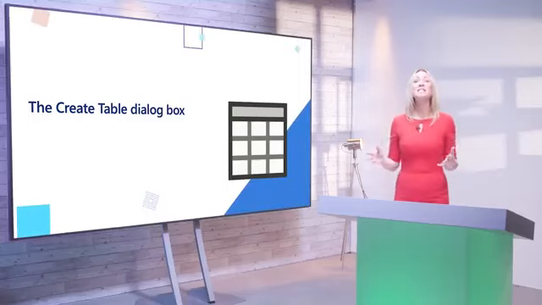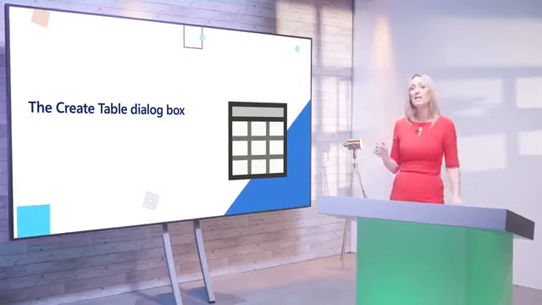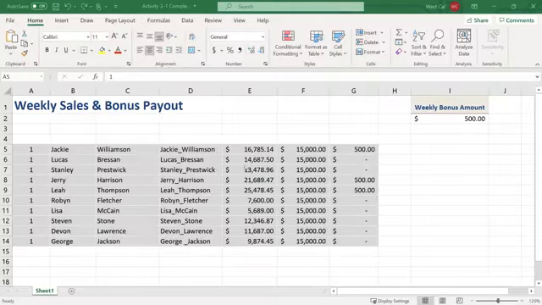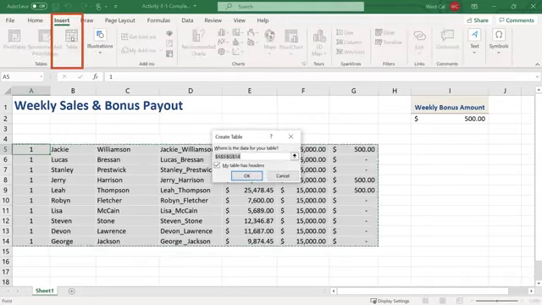Now that you've seen what the table components are, let's explore how to create a table. Perhaps the easiest way to create a table is to use the Create Table dialog box to convert existing ranges of data into a table. To access this dialog box, select the cell range that you would like to convert into a table and then click Insert Table. This will open the Create Table dialog box.